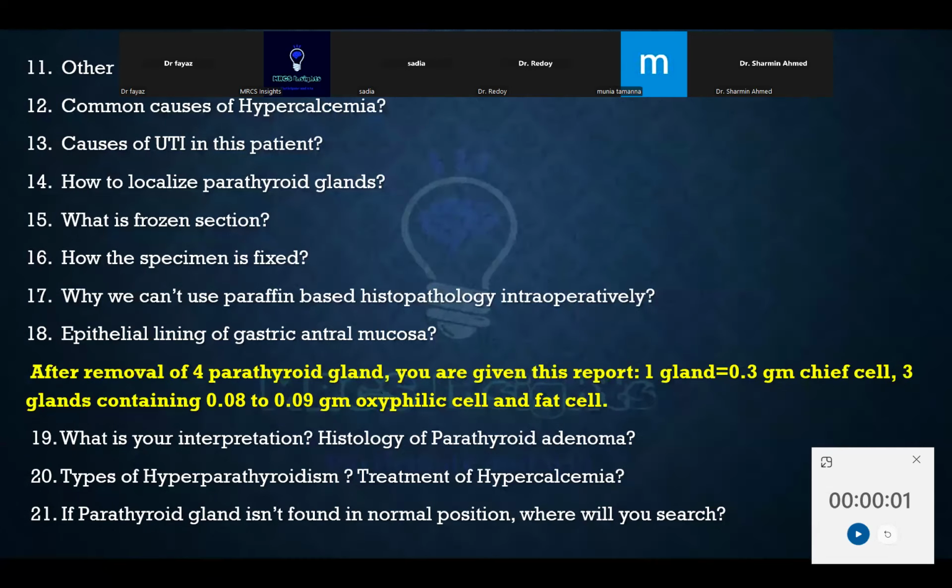So if the parathyroid gland is not found in the normal position, where will you search for it? With the thymus in the mediastinum. Are you sure? In which mediastinum? The superior mediastinum. Yes, superior mediastinum. And what is the treatment option for parathyroid adenoma? Excision of the parathyroid gland.